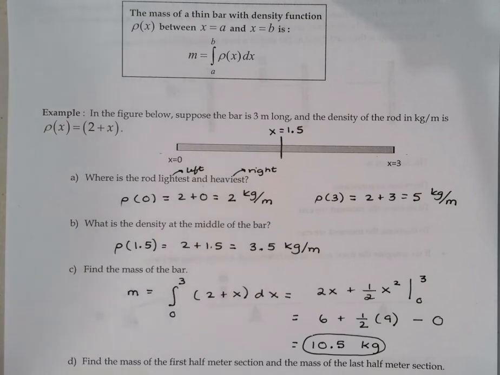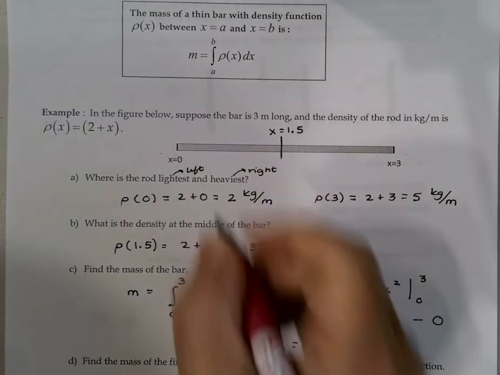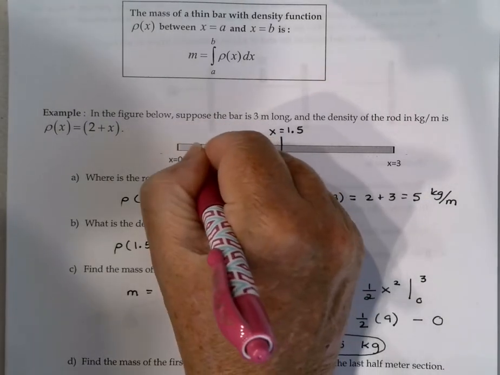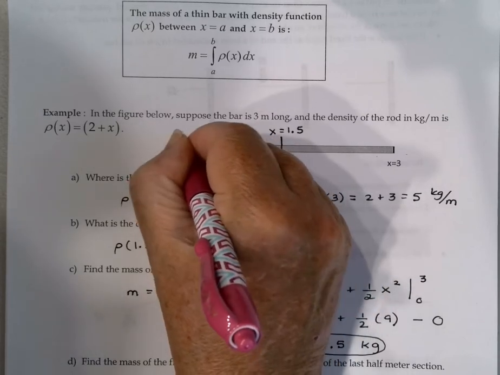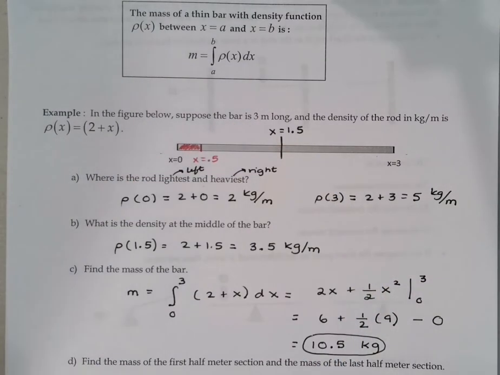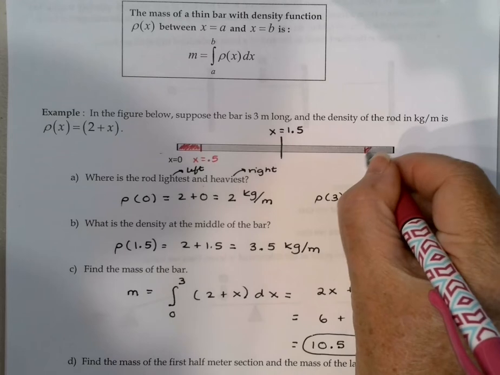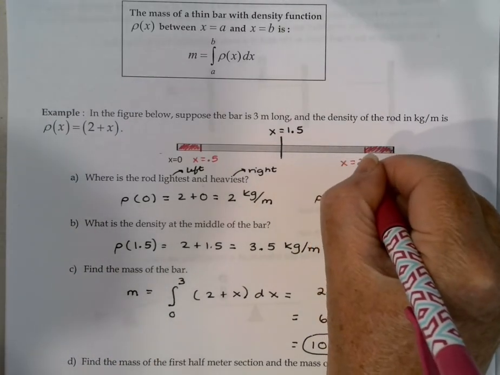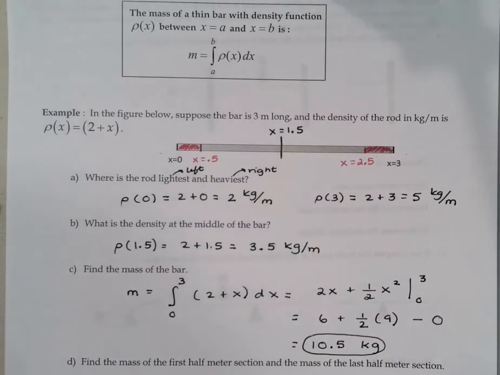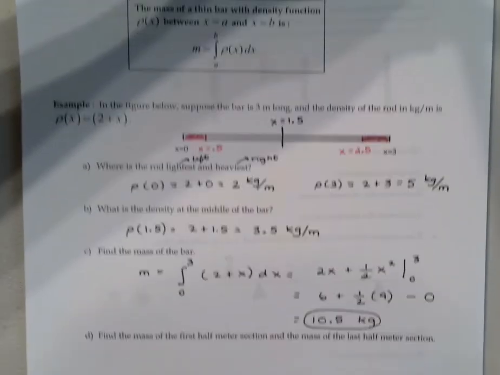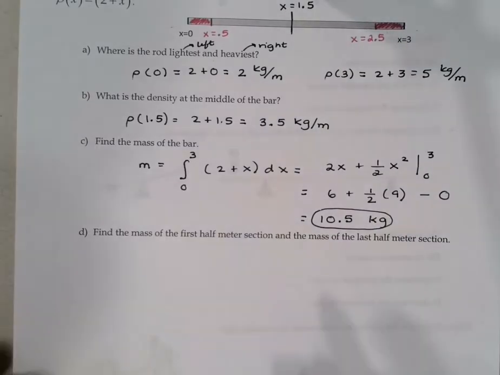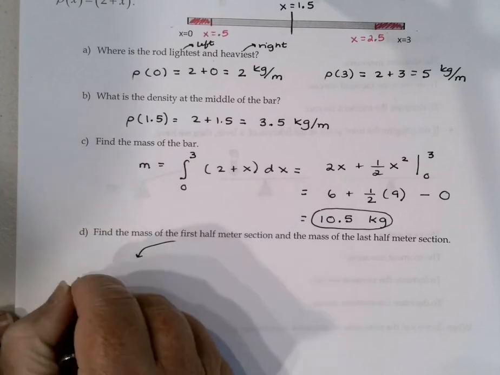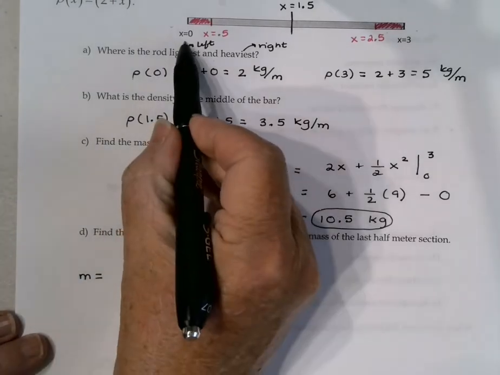All right, part D, we want to find the mass of the first half-meter section and the last half-meter section. So basically I want to know, if this is x equals 0.5, half a meter, what's the mass of that little piece? And then if I go in a half a meter from this end, what's the mass of that little piece? So half a meter here would be an x of 2.5. So the first half meter, I'm going from 0 to 0.5.